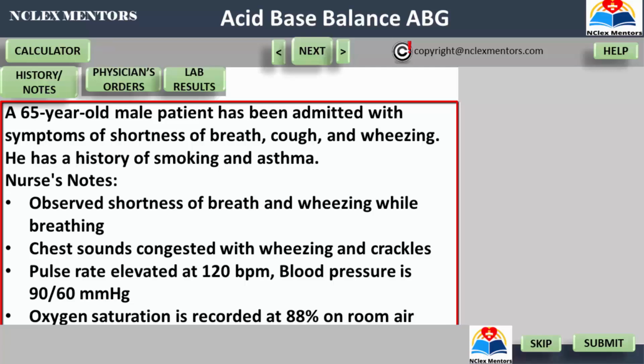The congested chest sounds with wheezing and crackles suggest an accumulation of mucus or other obstructions in the airways. The elevated pulse rate and low blood pressure may be indicative of the patient's distress or possible underlying cardiac issues. The reduced oxygen saturation level further confirms a deficiency in the patient's oxygenation status.